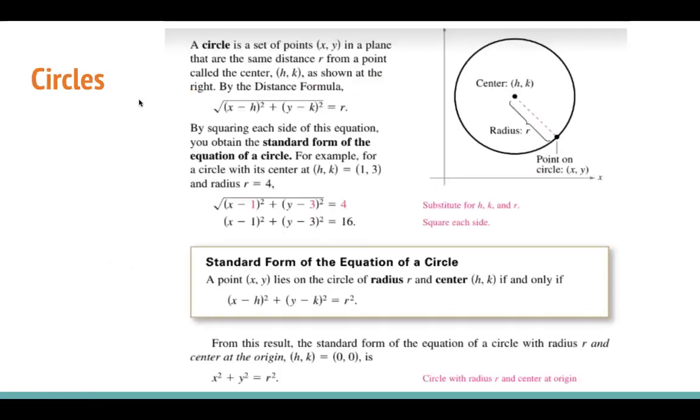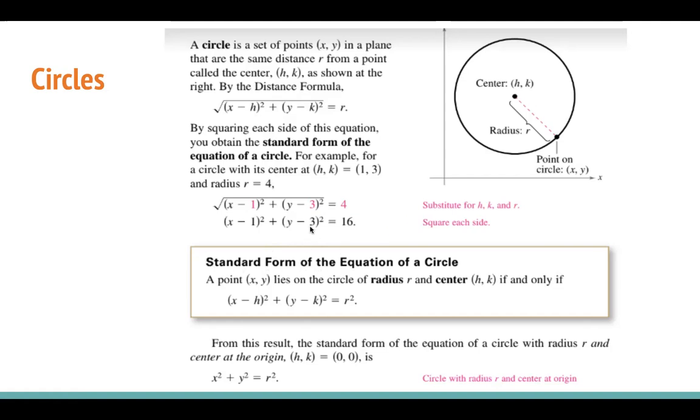Circles. A circle is a set of points (x, y) in a plane that are the same distance r from a point called the center (h, k), as shown at the right by the distance formula. By squaring each side of this equation, you obtain the standard form of an equation of a circle. For example, for a circle with its center at (h, k) equals (1, 3) and the radius r equals 4, you plug it into this equation and you result in 16.